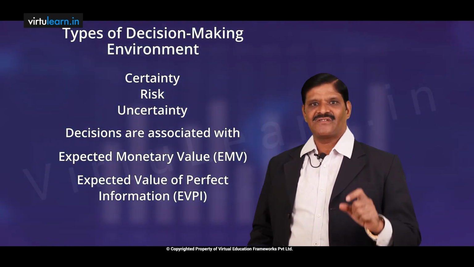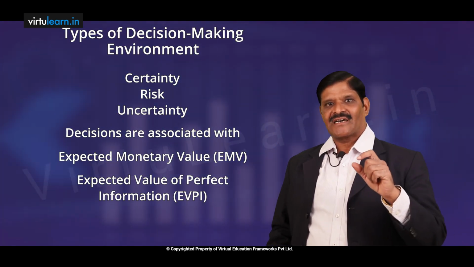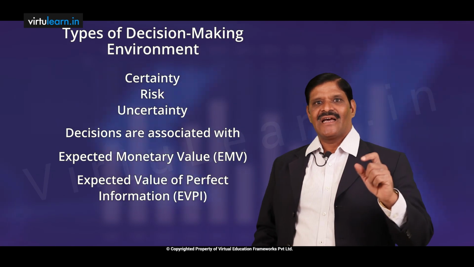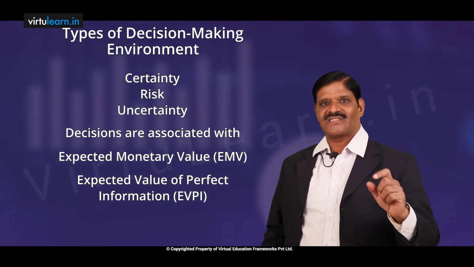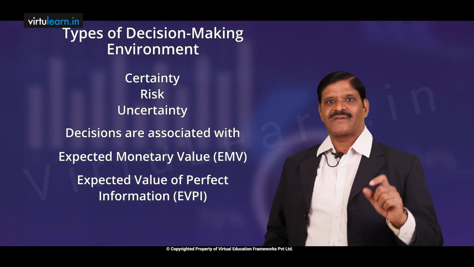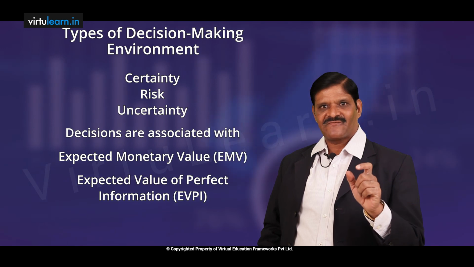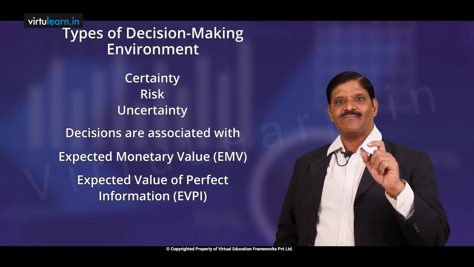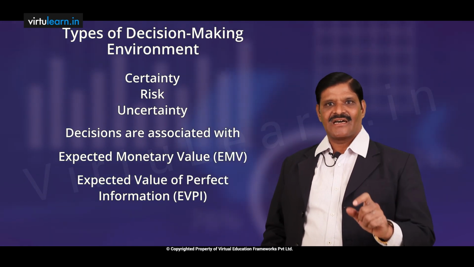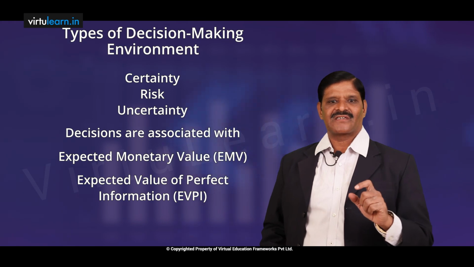The difference between the expected monetary value of the alternative which we have chosen and the perfect situation, where we have perfect information, is known as expected value of perfect information. That means the perfect information would have resulted in some more revenue or some more money, which is known as expected value of perfect information.